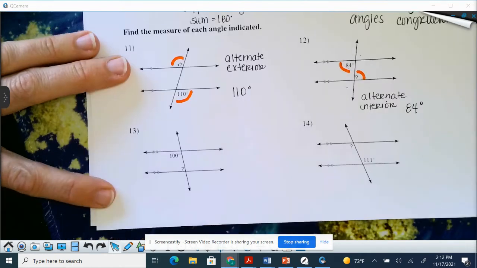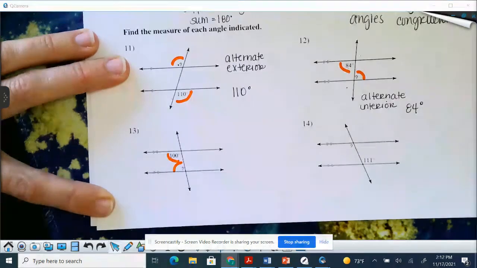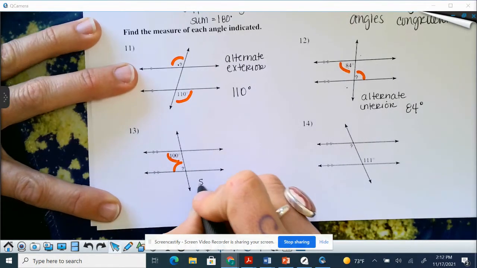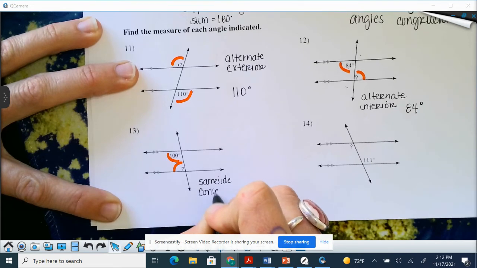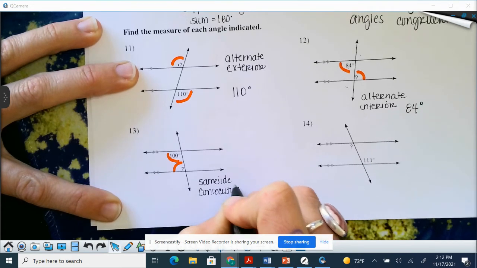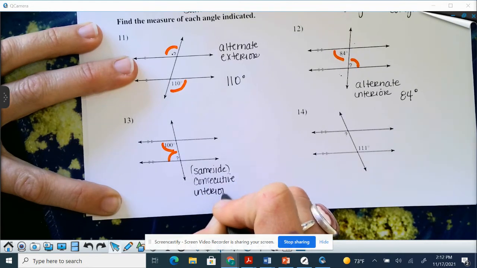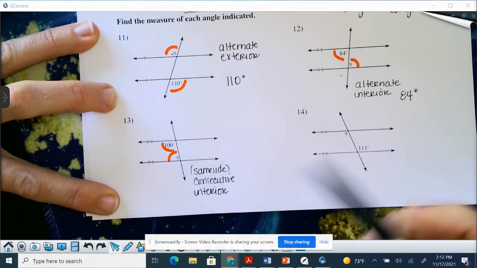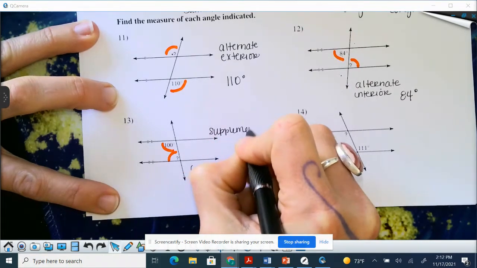Looking at number 13, we're interior. We're on the same side of the transversal. So this is same side or consecutive interior. Again, same side interior and consecutive interior are the same thing. And these guys are not congruent. These are supplementary, remember? And supplementary means the sum is equal to 180.